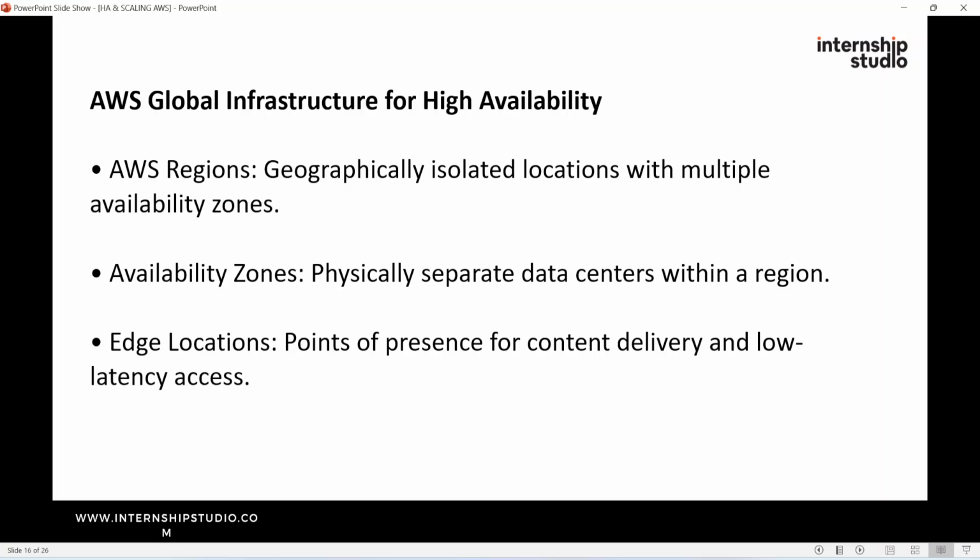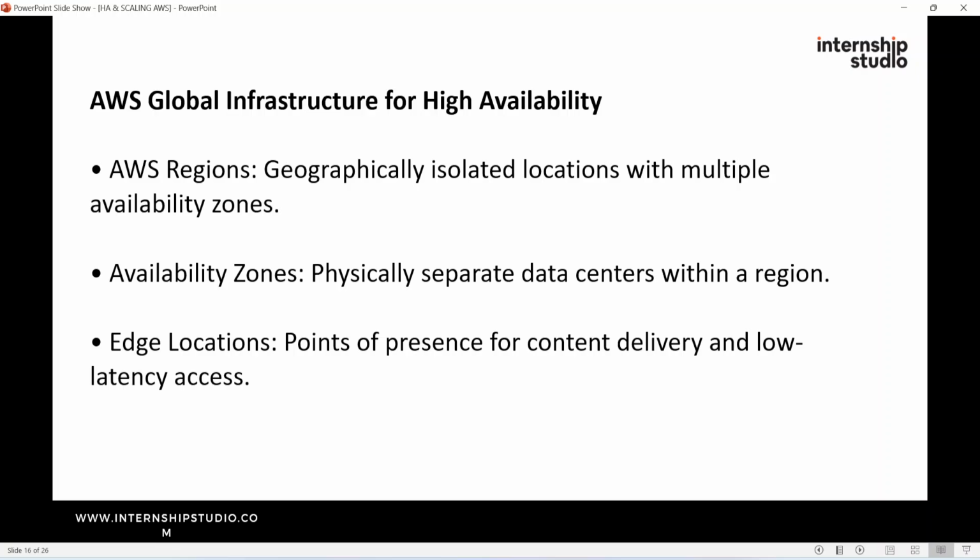But with the power of AWS, we have this concept of regions, as we saw already: geographically isolated locations with multiple availability zones. Almost every major country in the world has an AWS region, so that availability is taken care of. Next are availability zones: within regions we have physically separate data centers.